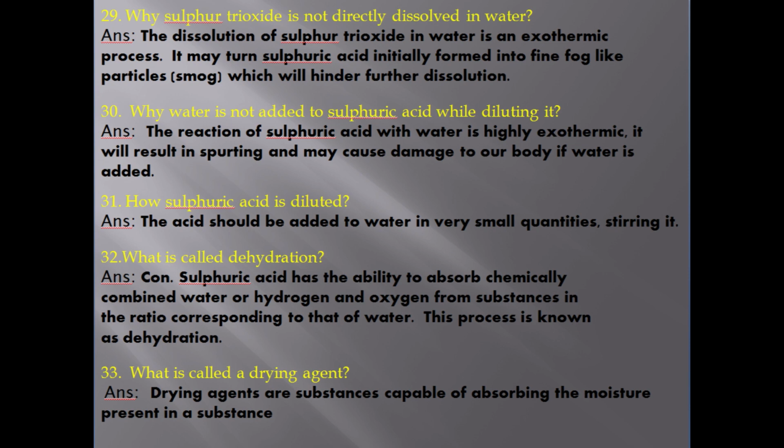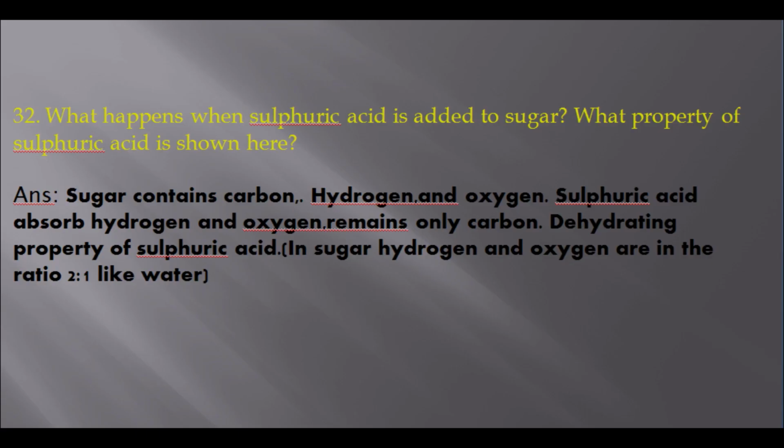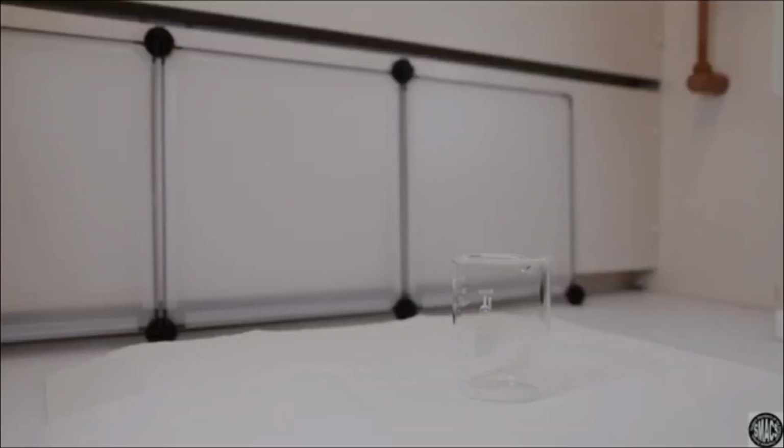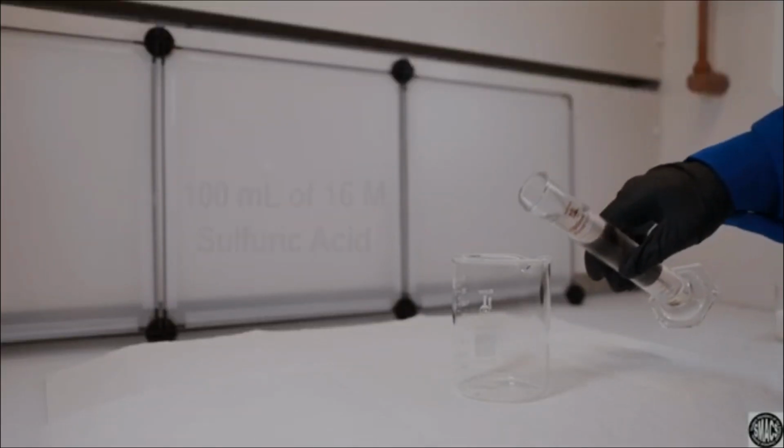An important property of sulfuric acid is its dehydrating nature. Sulfuric acid has great affinity towards water. It absorbs not only water but the elements of water also. For example, in sugar, hydrogen and oxygen are in the ratio 2:1. When sulfuric acid is added to sugar, it absorbs hydrogen and oxygen and carbon is left behind.